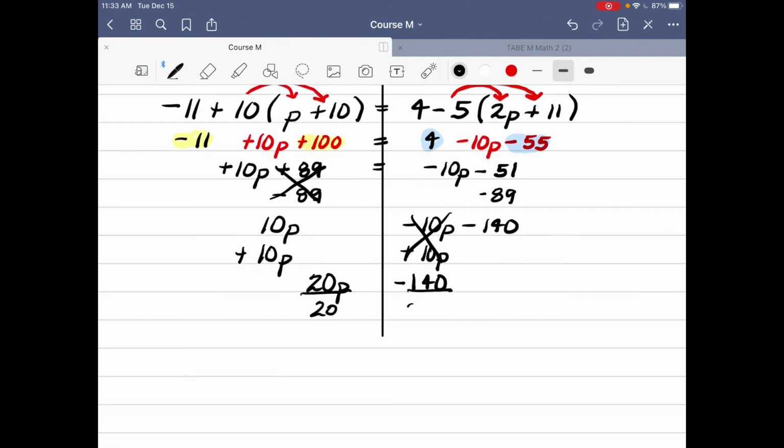Divide by 20. And I'm left with p and negative 7. And it is in standard form. So let's go ahead and write the solution right there.